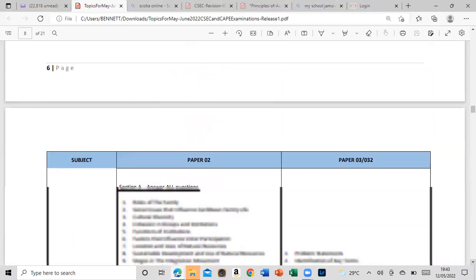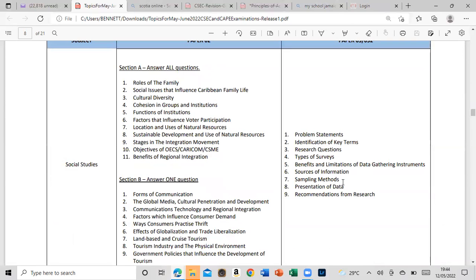All right. Let's move on to social studies. This is one of the subjects that I consider to be getting very, very challenging for students. So guys, pay attention to this, all right? Section A, answer all questions, roles of the family, social issues that influence Caribbean family life, cultural diversity, cohesion in groups and institutions, functions in institutions, factors that influence voter participation.